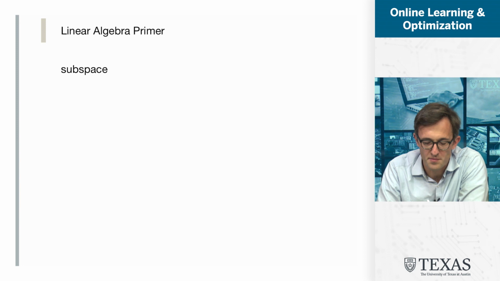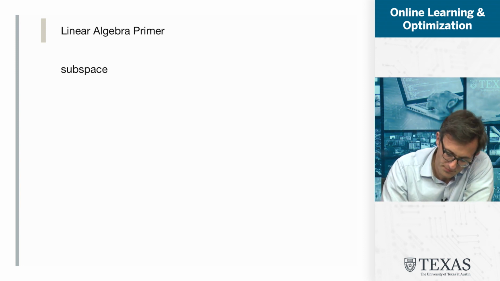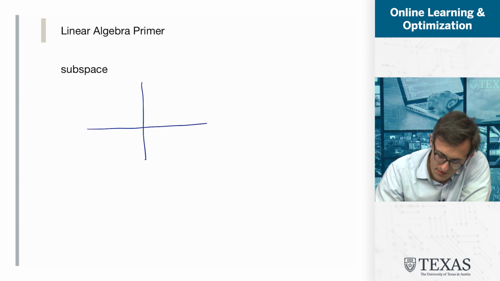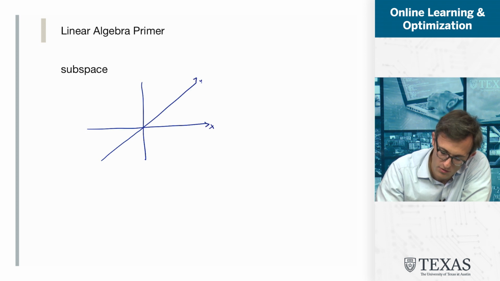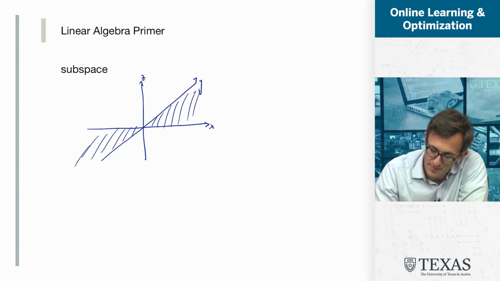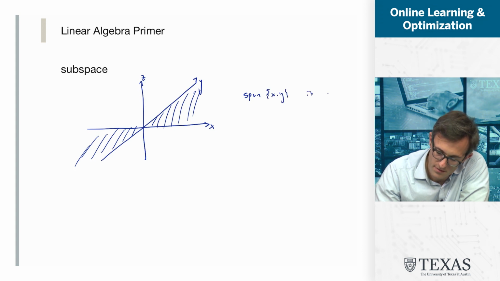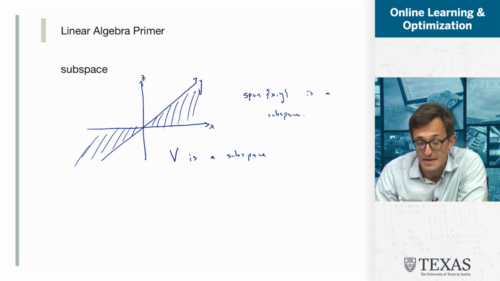We talked about a subspace a little bit in the previous slides. So a subspace, here's an example of it. If I have three-dimensional x, y, z space, the span of x and y is a subspace. V, in general, is a subspace if it's closed under addition and scaling.